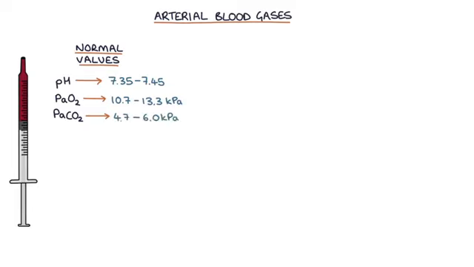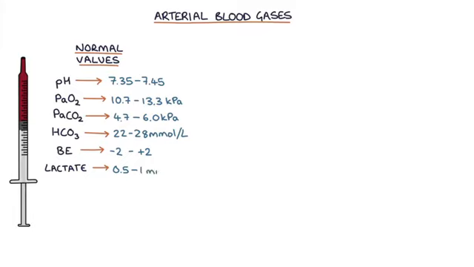The normal values for bicarbonate, or HCO3, are 22 to 28 millimoles per litre. The normal values for the base excess are -2 to +2, and the normal values for lactate are 0.5 to 1 millimole per litre.